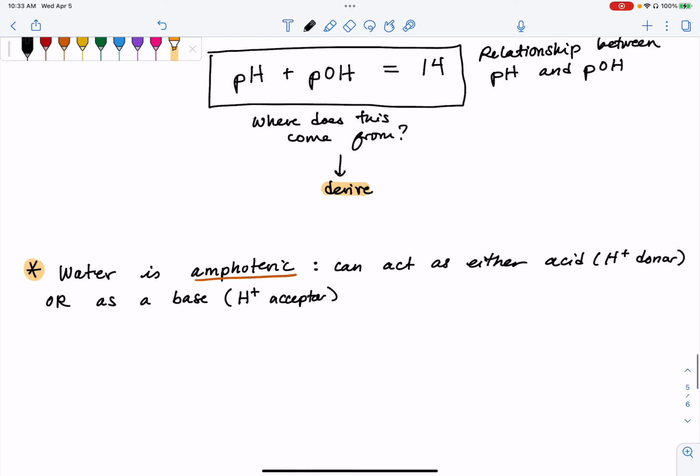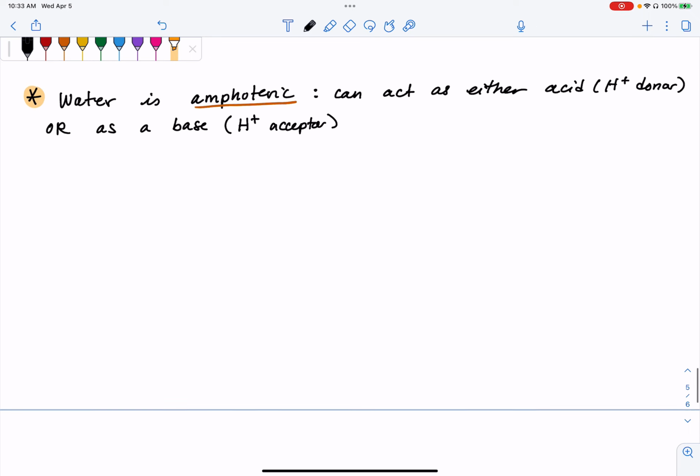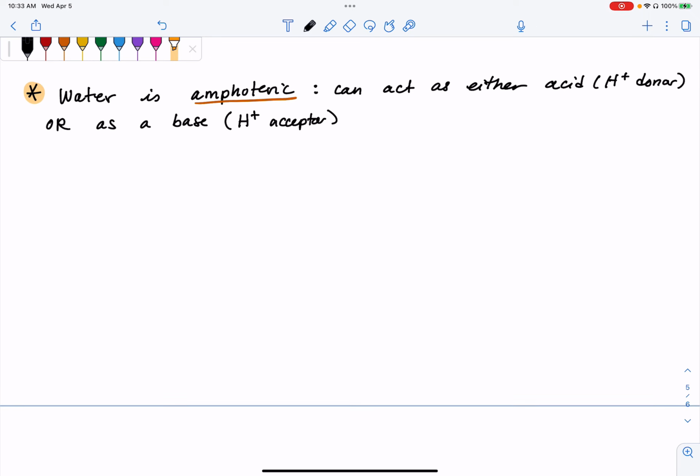So amphoteric. Another amphoteric thing is the bicarbonate ion. That's why we use sodium bicarbonate to neutralize both acid and base spills. And if you want to talk about the chemistry of the amphotericness of the bicarbonate ion, come find me in office hours. But let's get back to water and let's ask ourselves, why is it that we think water is amphoteric? Like, why is it something that could be either an acid or a base?